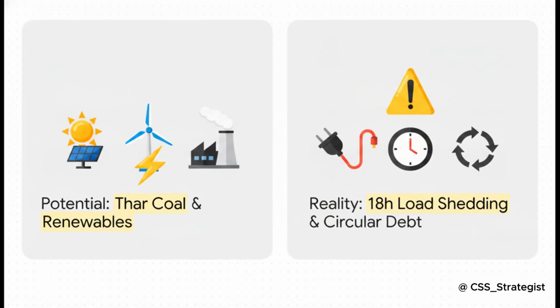We have immense theoretical potential, right? Thar coal entering the national grid, plus vast untapped opportunities for wind and solar renewables. But the reality on the ground is grim. 8 to 18 hours of forced load shedding in various areas, chronic financial losses, underinvestment, and a crippling, seemingly endless circular debt. The source data points out that this is born directly from disintegrated energy planning.